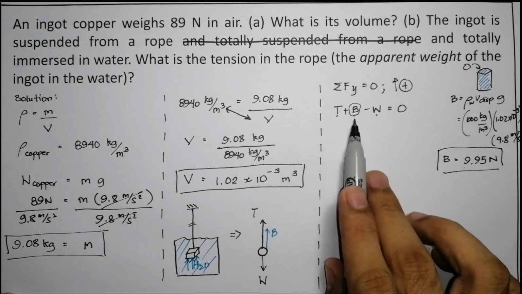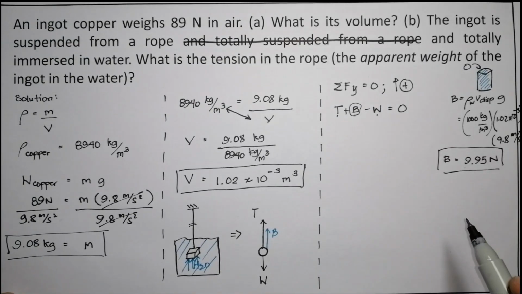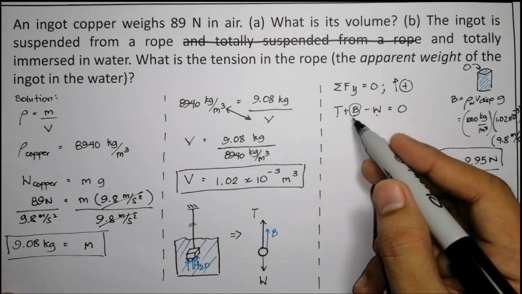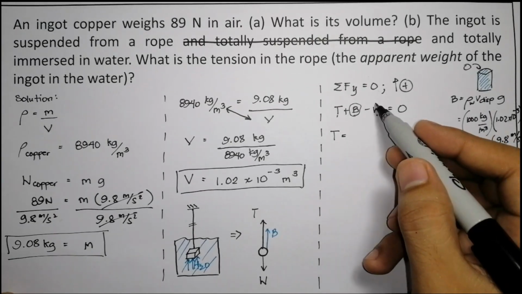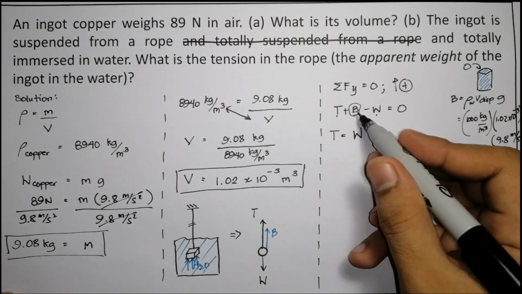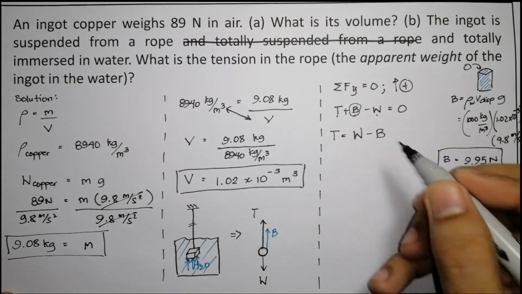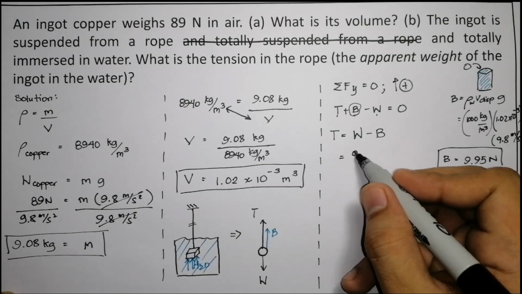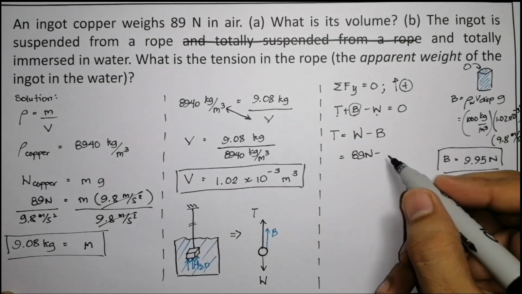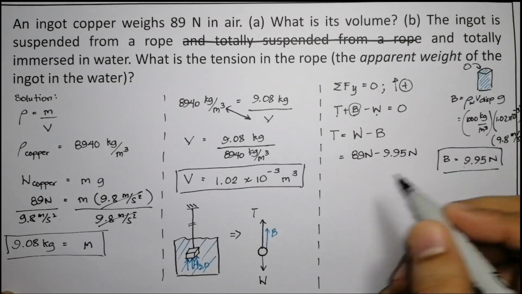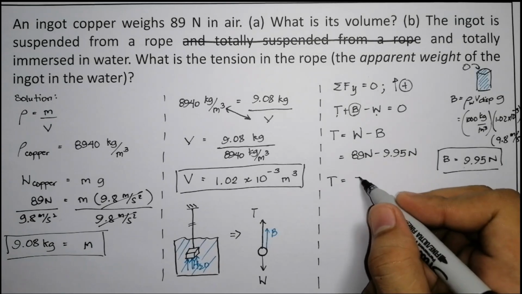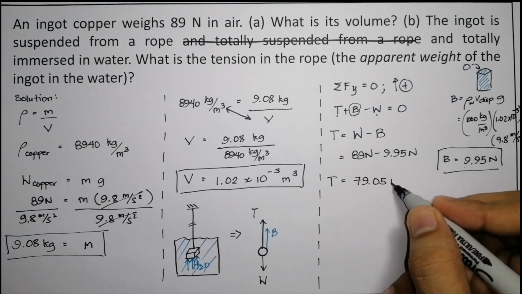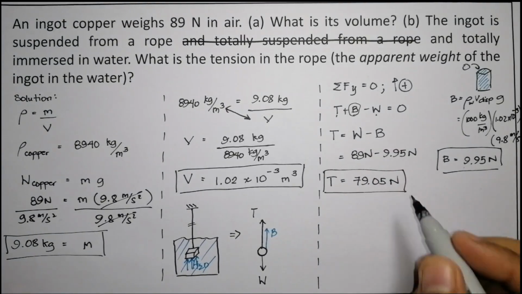Now, ito yung substitute natin dito. If we modify this equation, kasi we are solving for tension, tension will now be equal to the weight, kung ilipat natin sa kabila, magiging positive. Itong buoyant force, lipat natin sa kabila, magiging negative. So the weight is 89 newtons minus the buoyant force of 9.95 newtons. Our tension here will be equal to 89 minus 9.95, or 79.05 newtons. And this is our answer for letter B.